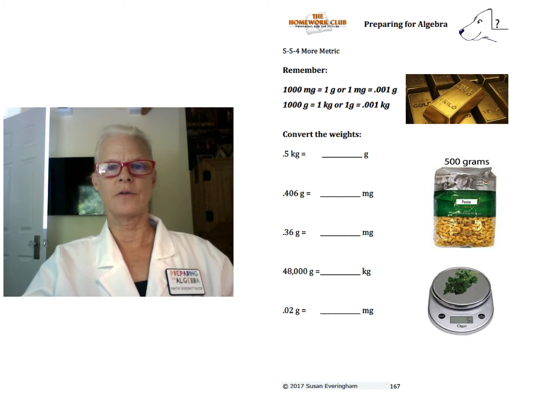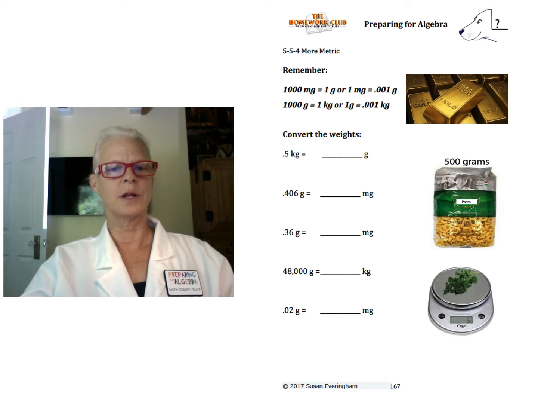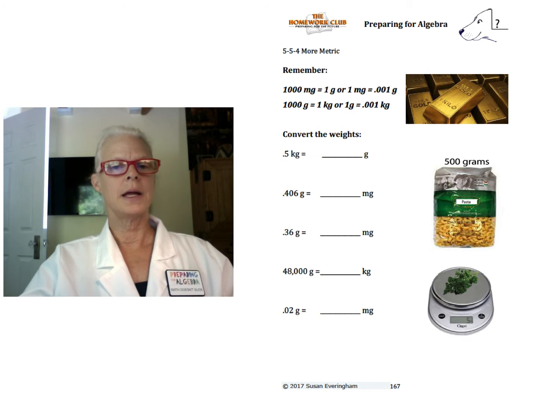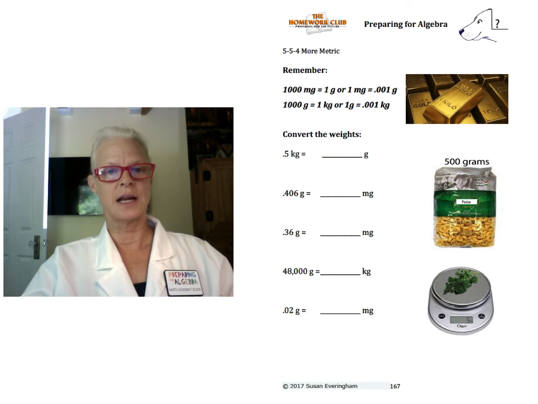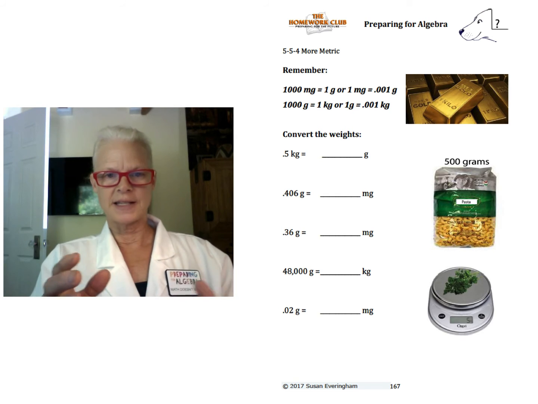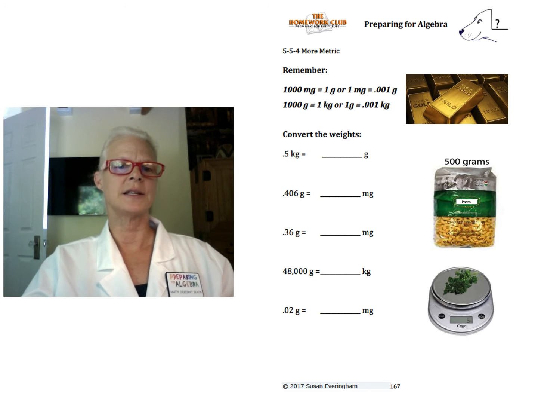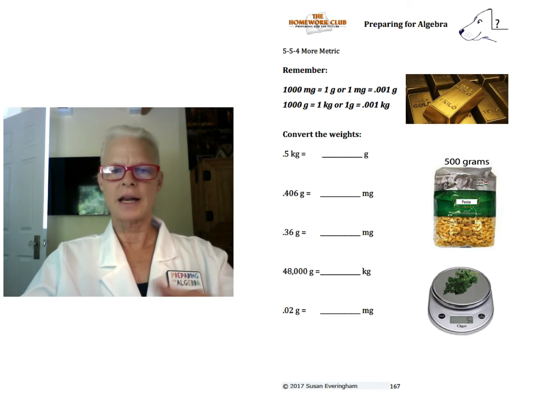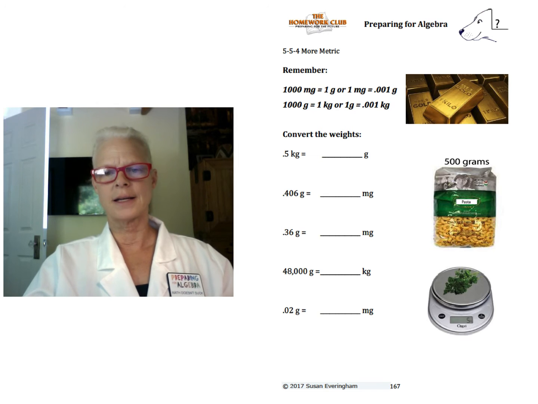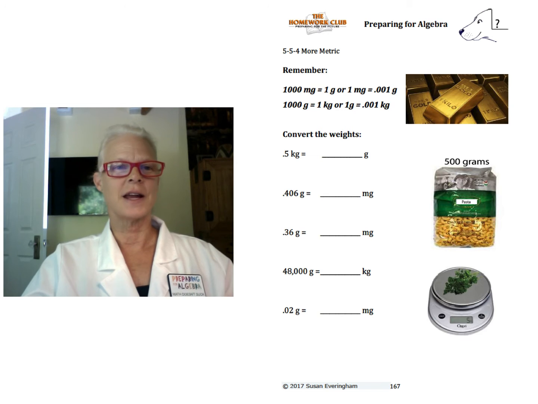D7, this is a little bit of a review in our metric system. So remember, 1,000 milligrams equals 1 gram, or 1 milligram equals 0.001. You can see where the decimals start taking place as well when you go, in base 10, tens, hundreds, thousands. Here you are with 3 decimal places relating to that 1,000 milligrams. Okay, so go ahead and convert these weights. You got gold, you got pasta, you got weighing parsley, and we'll get on to the next page.